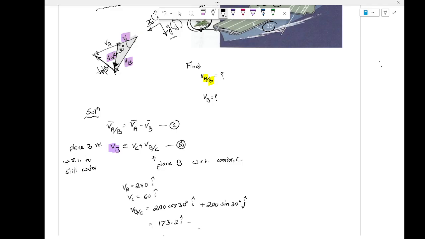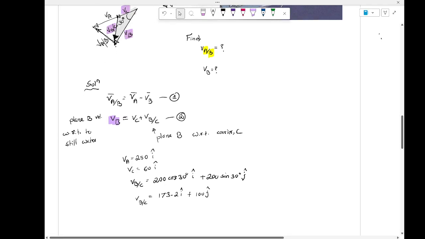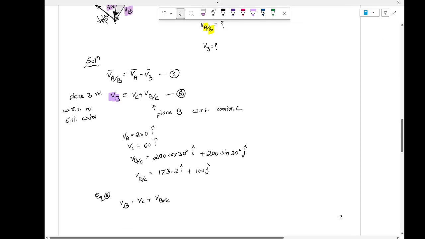minus, 100. Is it 100? It should be 100. Yeah, it's 0.5. So now you have pretty much all the values. Can you do that from equation 2, right? Can you find VB? You have the VC and VBC. Can you do that, everyone?